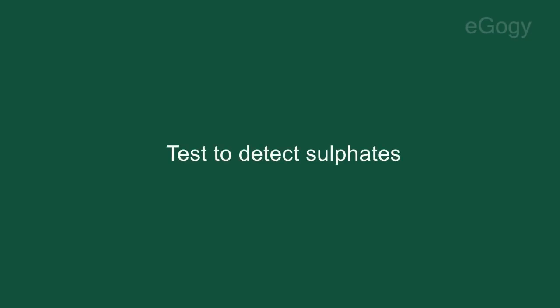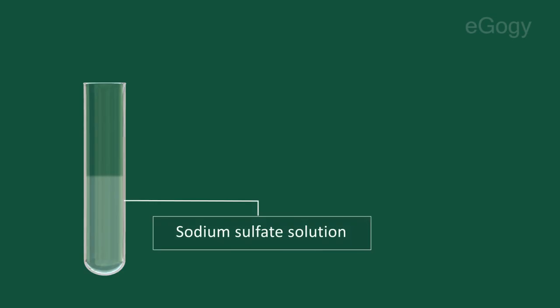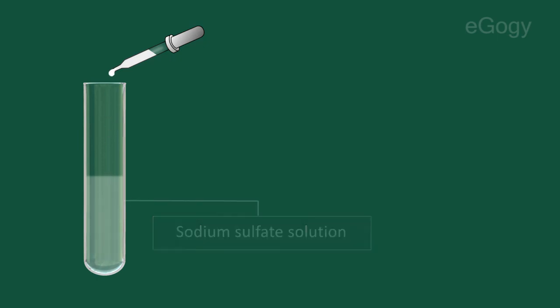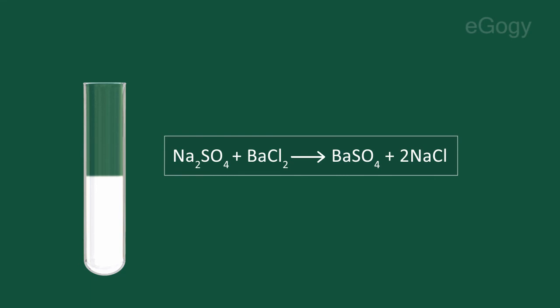Test to detect sulfates. Take a small quantity of aqueous solution of sodium sulfate in a test tube. Add 3 or 4 drops of barium chloride solution into it. When a solution of barium chloride is poured into the solution of sodium sulfate, a white precipitate of barium sulfate is formed. Na2SO4 on reaction with BaCl2 gives BaSO4 and 2NaCl.